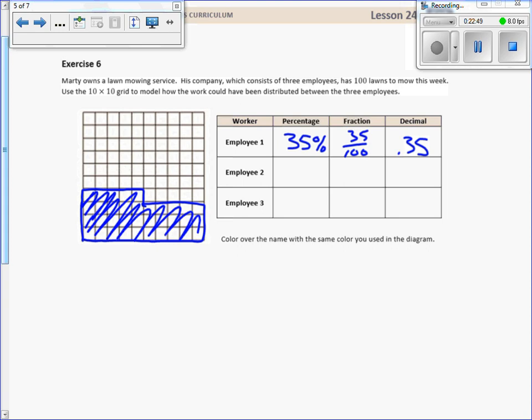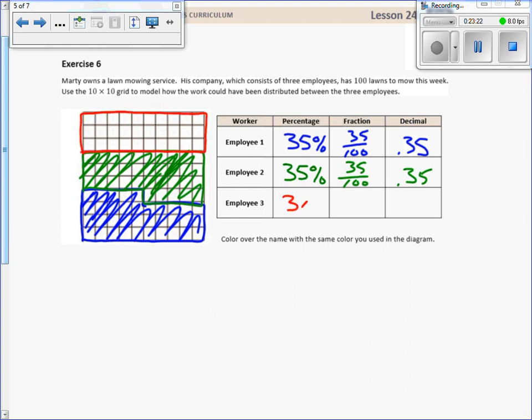There's 35. Okay. Well, if I do 35% for employee number 2, then it'd be 35 out of 100 again, and that would also be 0.35. And that would be 10, 20, 30, plus these 5 right here to make up that row. And now this guy's got 35. So that adds up to 70. And if you check, there are still 30 lawns left. That's 30%, 30 over 100, which is 0.30. And this answers could vary, but this is how I could distribute it.